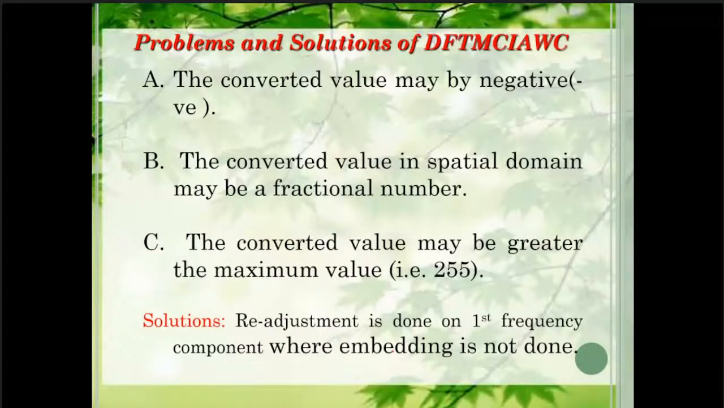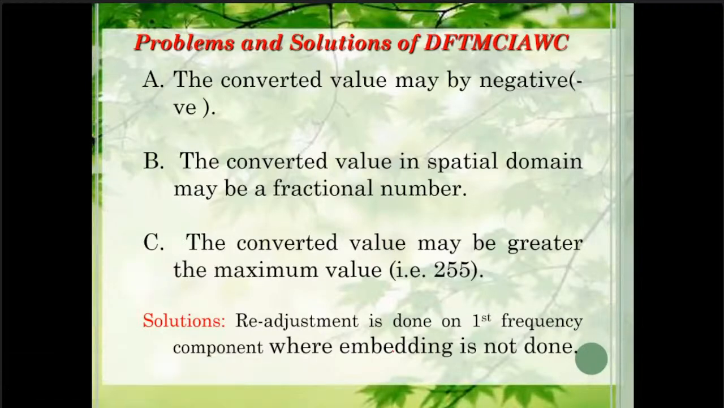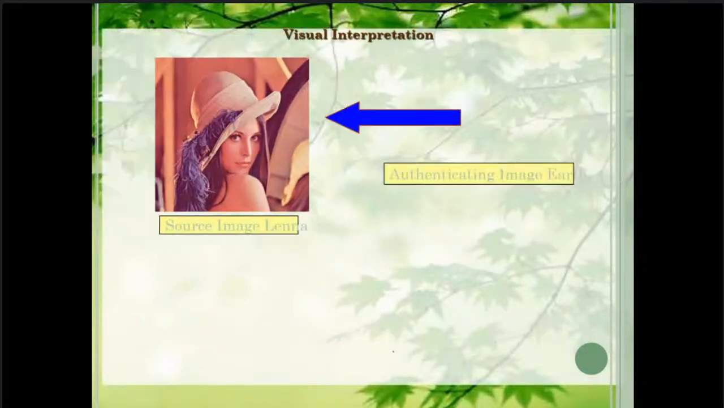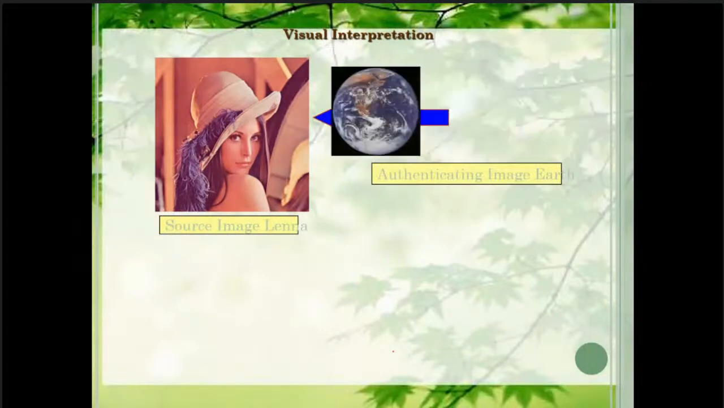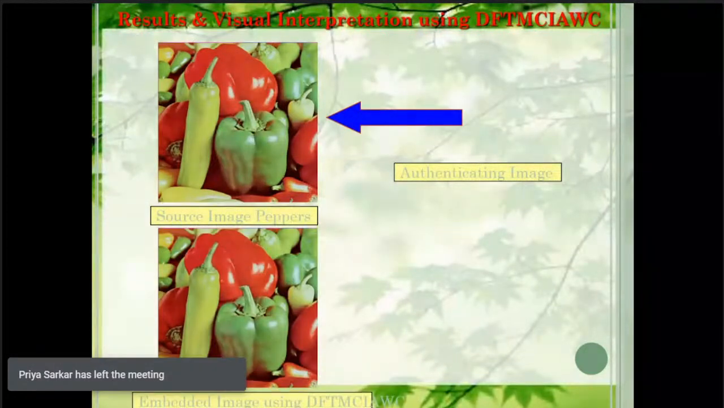The concern is that the converted value may be negative. The converted value may be a fractional number. The converted value may be greater than the maximum. So for that, you have to go for pre-adjustment or readjustment: pre-embedding adjustment, post-embedding adjustment. So these are some of the outputs. Yeah, this is the embedded one.